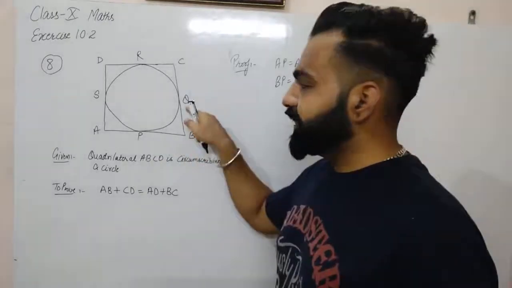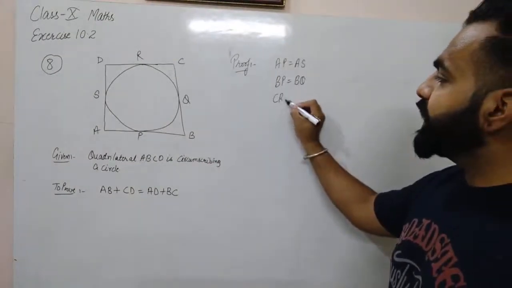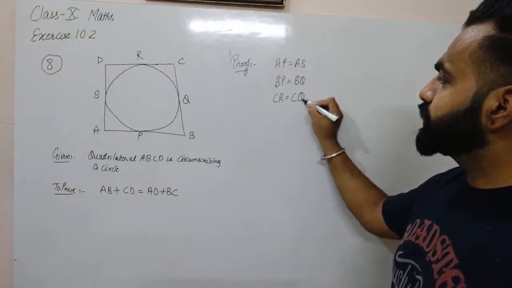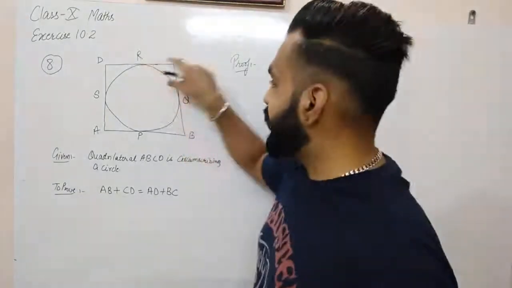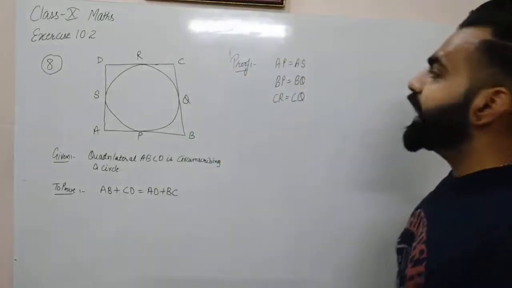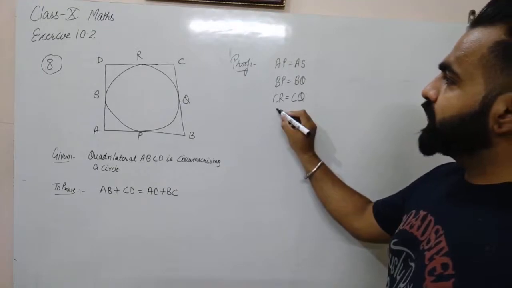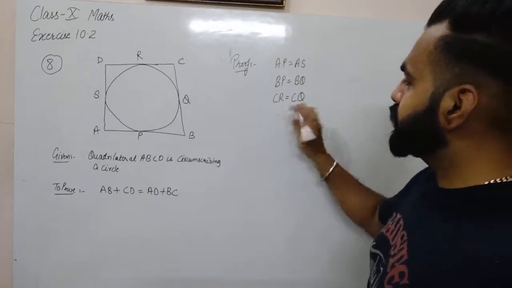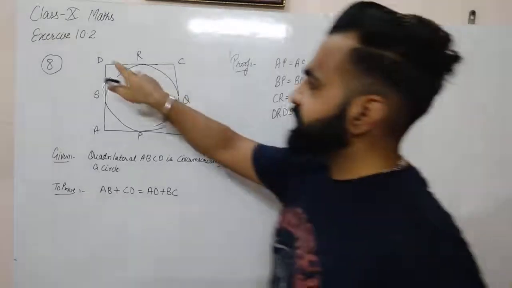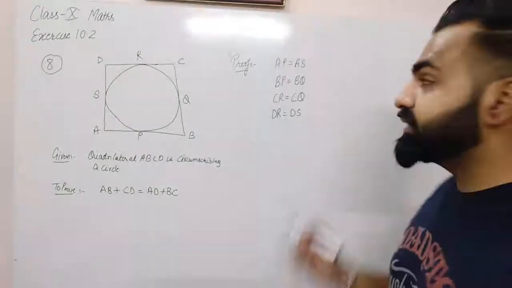This BP will be equal to BQ. Next, CR will be equal to CQ. These are the two tangents from the same point C. And last one, DR will be equal to DS. This DR will be equal to DS because these are the tangents from the same point.